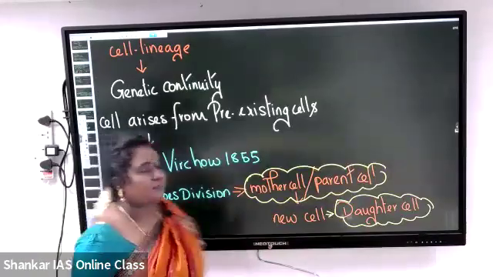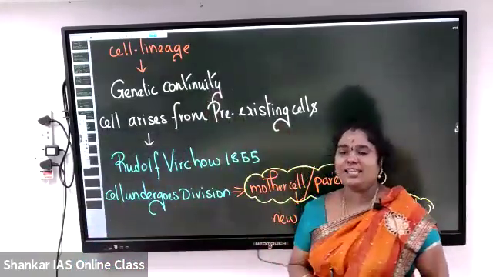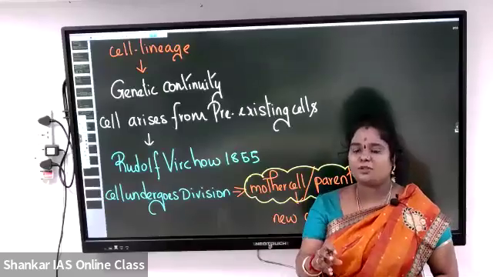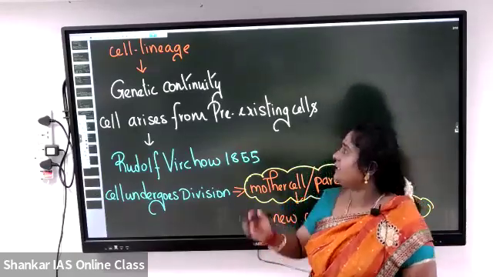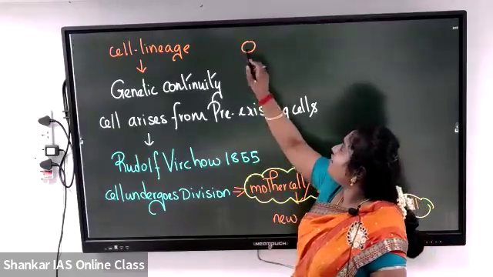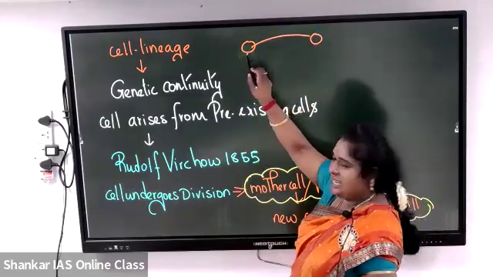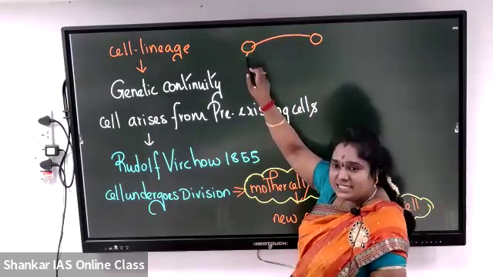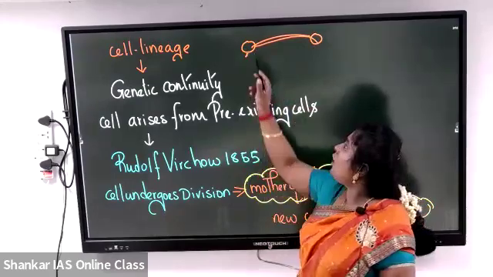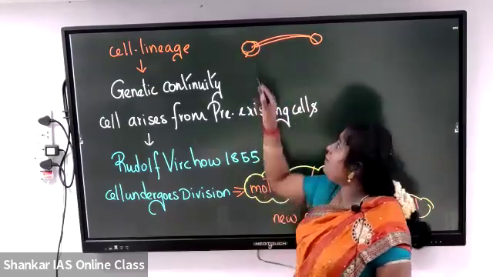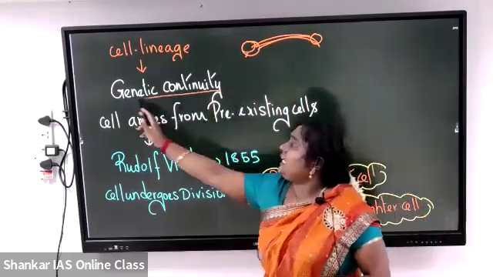So there is a concept called cell lineage. What do you mean by cell lineage? Cell lineage is a concept of genetical continuity. What do you mean by genetical continuity? For example, you have a cell. From this cell, a new cell is going to arise. This cell we call a mother cell. The cell which has been formed newly, we call a daughter cell. So what is present in the parent will resemble in the daughter cell. This process we call genetical continuity.